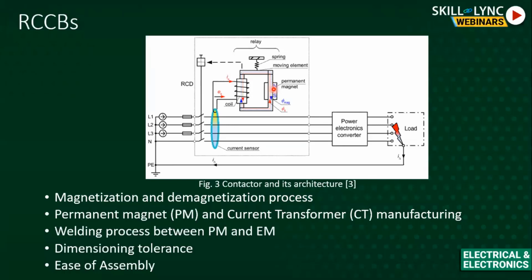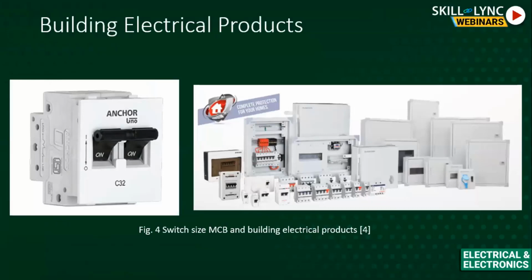Then the dimensioning tolerances. As I said, this is a very small product with very low power to operate with, so the tolerances come to the micron level, 1 micron, 2 micron. It is very difficult to achieve in real products as well. And the last challenge is ease of assembly. Any product we design as engineers should have very much ease in the assembly side also. These are all areas where engineering really helps to come up with innovative ideas and innovative concepts, bringing new things in.